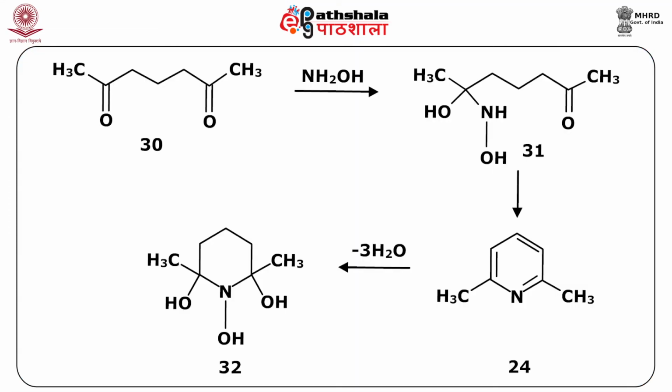The synthetic approach shows that 2,6-dimethylpyridine 24 is synthesized as shown in the figure, wherein in step 1, heptane-2,6-dione, structure 30, reacts with hydroxylamine to give 31. The lone pair on nitrogen in the compound 31 attacks the carbonyl group to form the cyclic compound 32. In step 3, elimination of 3 molecules of water gives 2,6-dimethylpyridine, represented by the structure 24.